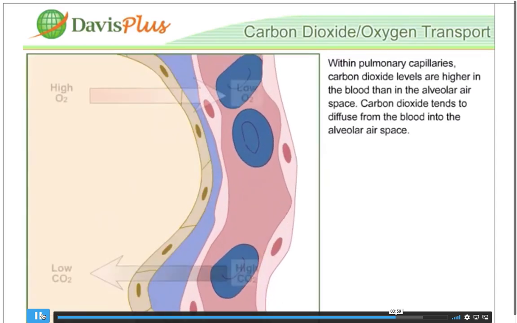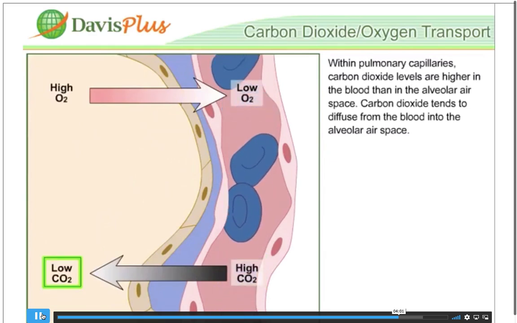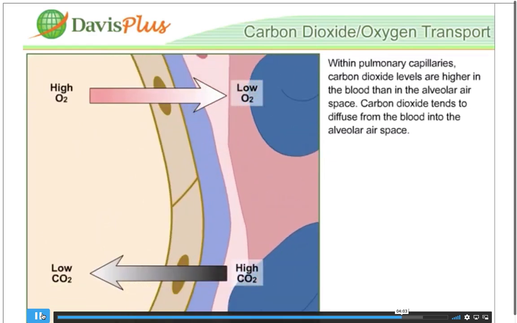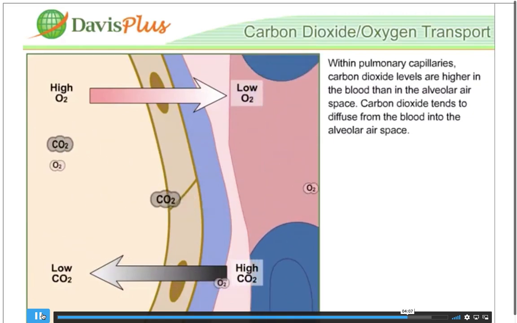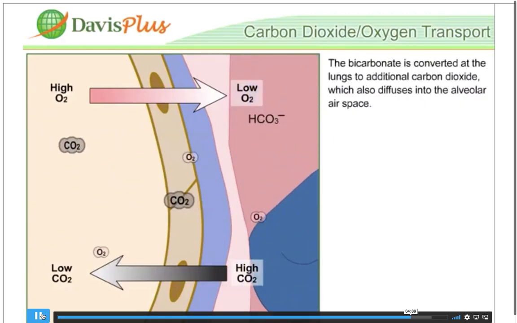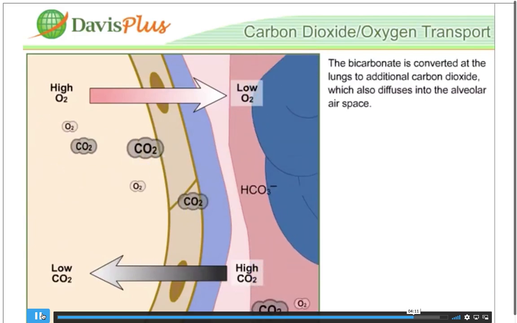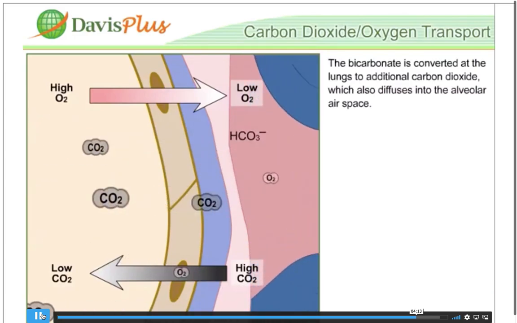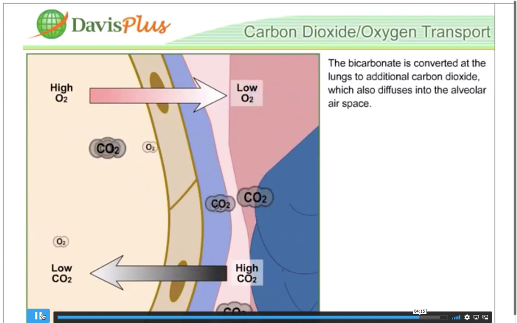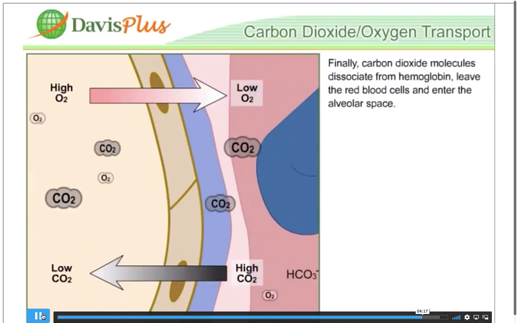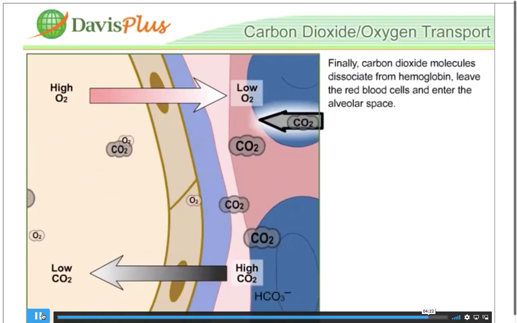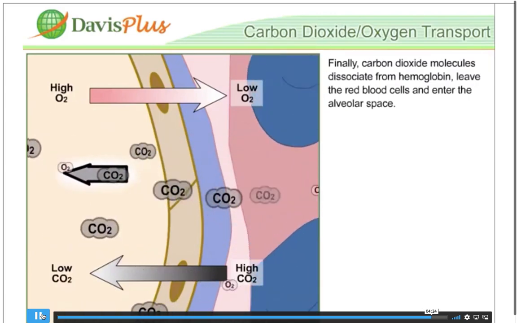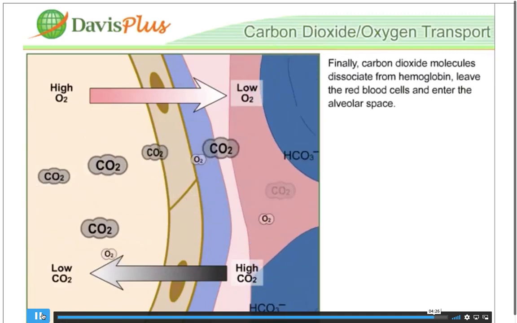Carbon dioxide levels are higher in the blood than in the alveolar airspace. Carbon dioxide tends to diffuse from the blood into the alveolar airspace. The bicarbonate is converted at the lungs to additional carbon dioxide, which also diffuses into the alveolar airspace. Finally, carbon dioxide molecules dissociate from hemoglobin, leave the red blood cells, and enter the alveolar space.